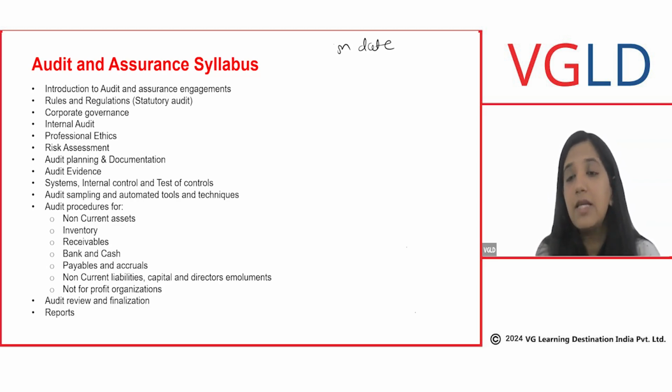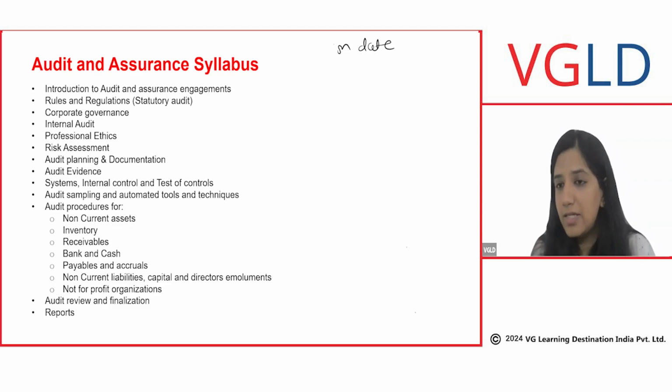Another type of assignment is that, from A to Z, there is a certain amount of activities happening in any and every organization. There are controls in place.